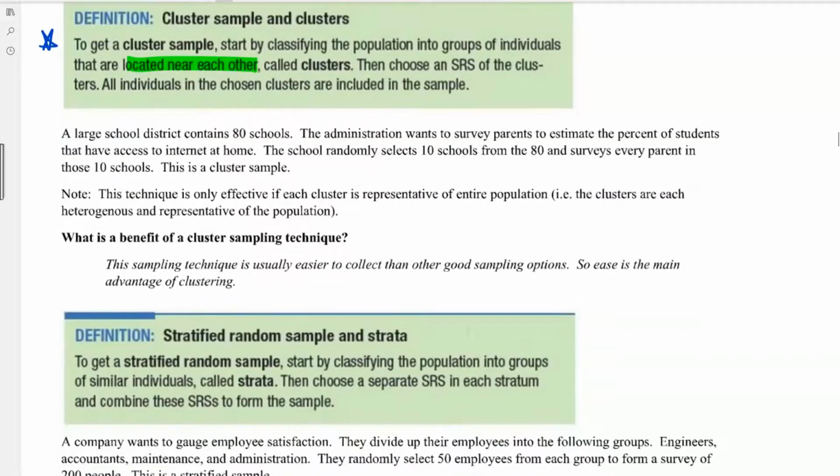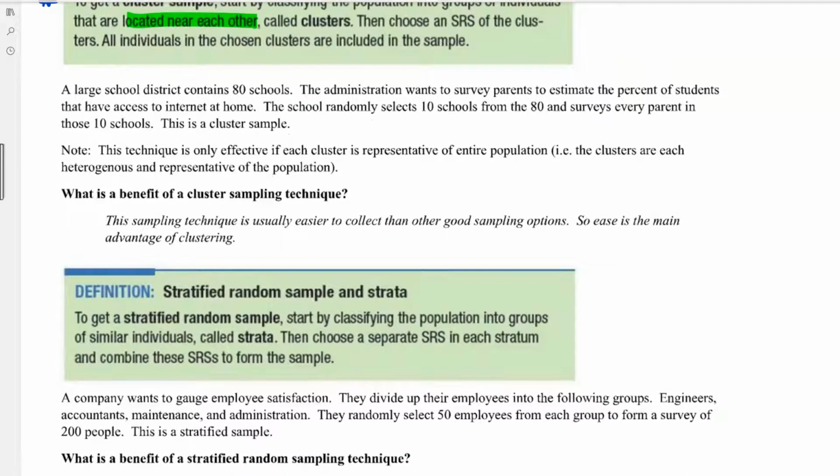For example, a large school district contains 80 schools. The administration wants to survey parents to estimate the percentage of students that have internet access at home. The school randomly selects 10 of those schools, so these 80 schools would be the clusters. Then they're going to take a simple random sample of 10 of the schools and survey every parent in those schools. This is a cluster sample.